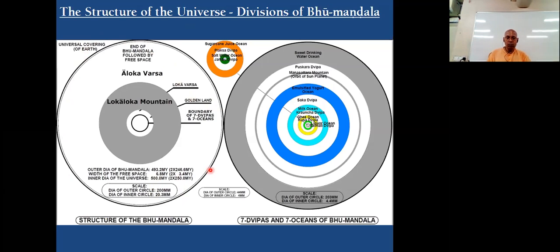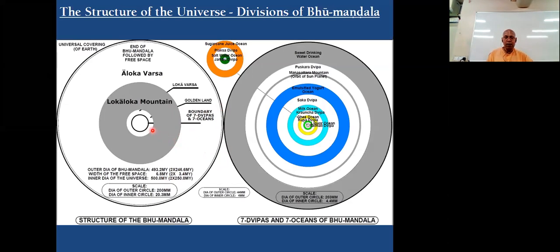The thick line is the beginning of the universal shells. The diameter of this outer circle is 500 million yojanas, in which 3.4 million yojanas is free space. Then from the thin line to here is called Aloka Varsha, whose width is about 123.3 million yojanas.